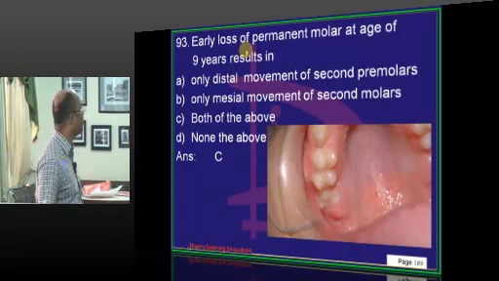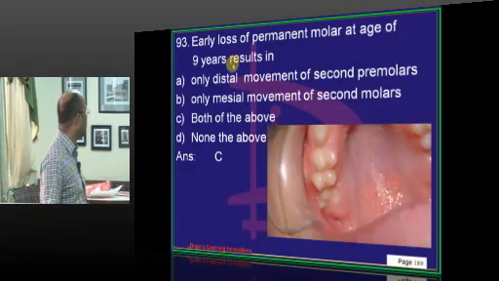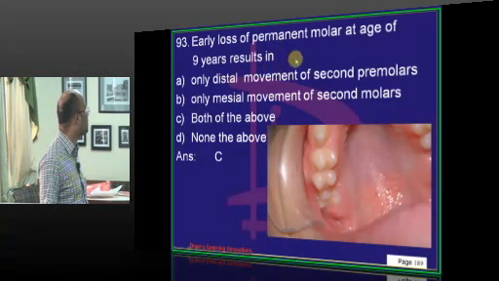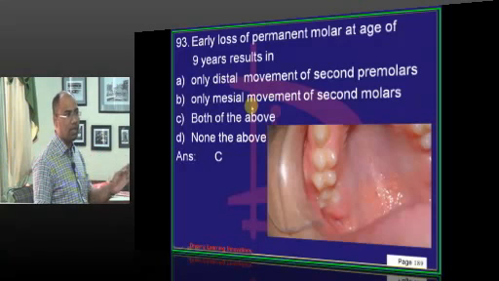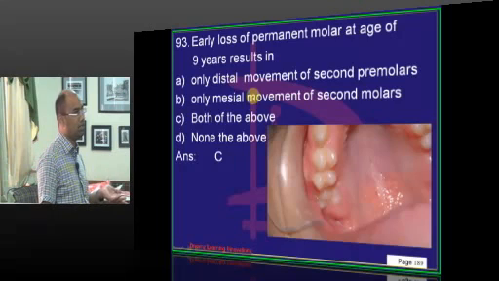Early loss of a permanent molar at the age of 9 years results in distal movement of second premolars and mesial movement of second molars. Both can occur. This is the space of 6. In the space of 6, 5 can migrate distally, 7 can migrate mesially. Yes or no?